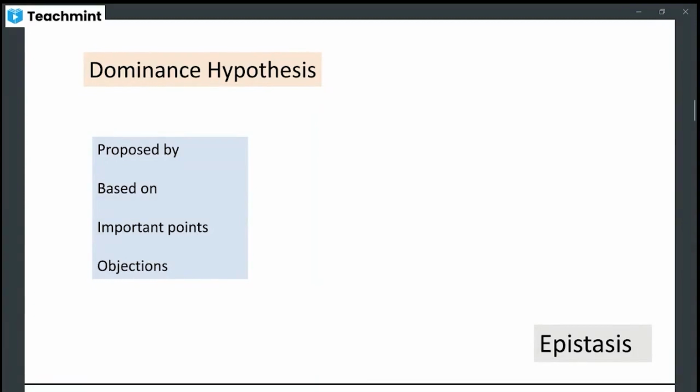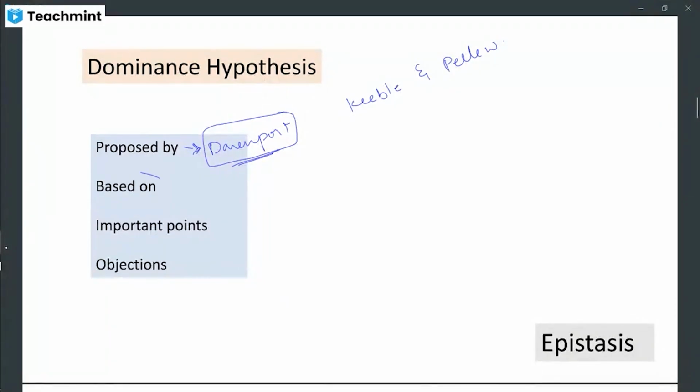This dominance hypothesis was given by a scientist named Davenport. The support was from two other scientists, Kipling and Healy. So please remember this one. It was proposed by a scientist named Davenport. Based on what points was the dominance hypothesis explained? According to this hypothesis, whatever heterosis we see is the superiority of the dominant alleles.